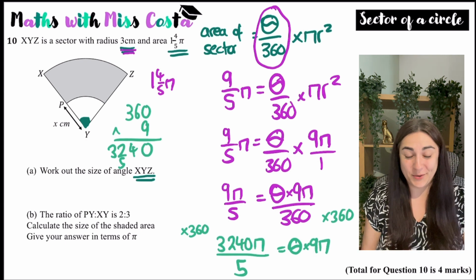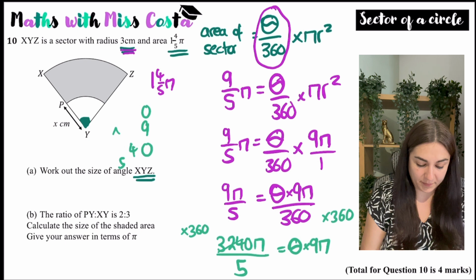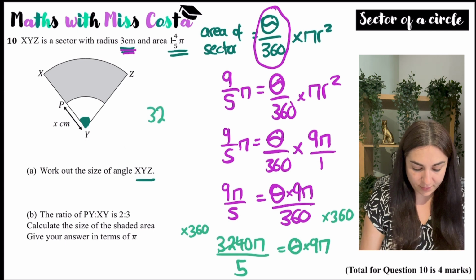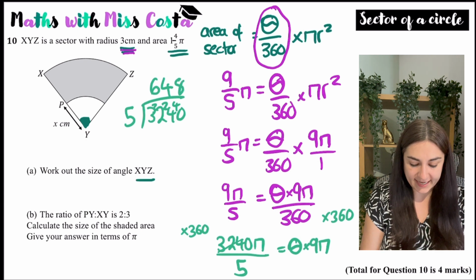There are loads of ways that you can continue this. You just do whichever method works best for you. I could first of all simplify 3,240 divided by 5. So let's start there. 3,240 divided by 5. 5's into 3 don't go. 5's into 32 is 6, remainder 2. 5's into 20 is 4, remainder 0. And 5's into 40 is 8.